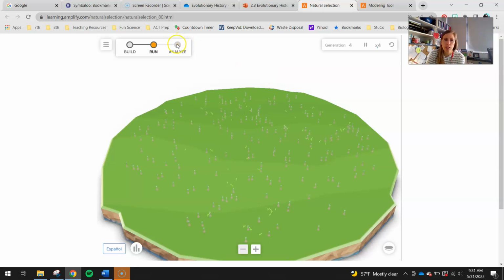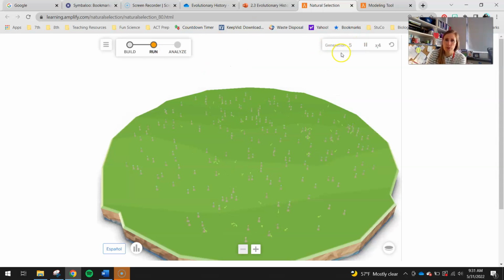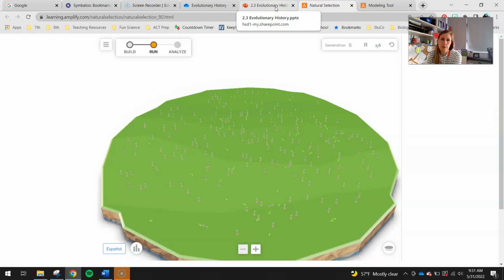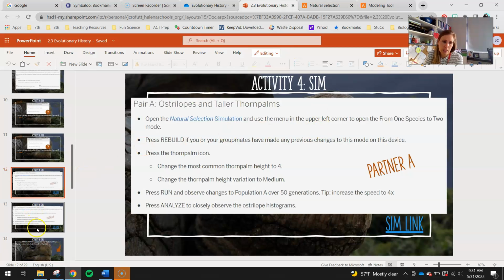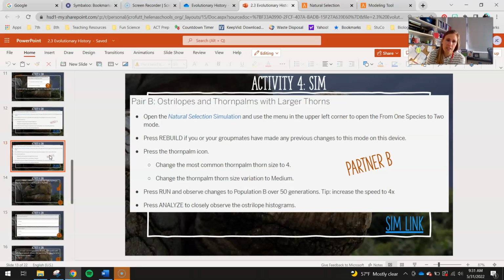When you're done, you're going to hit analyze, and this is what you're going to screenshot, okay? So again, you need to let it run for 50 generations before you do that. Go ahead and then pause it at 50, press run, and then you will take a screenshot of that and put it on slide 14. Okay, then you need to at home test out pair B.